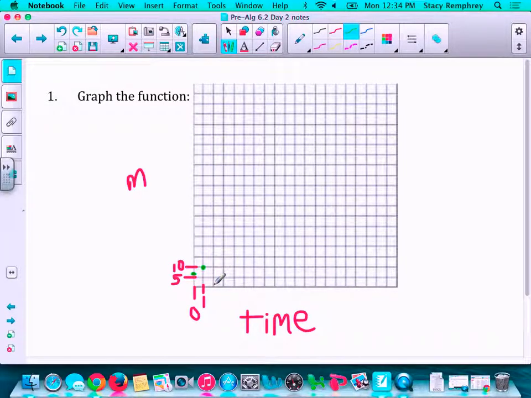At time 2, after 2 seconds, 14. So just a little bit below because that line would be 15. 3 would be 18. Let's put that right about here. 4 would be 22. And 5 was 26. Okay, so you can graph it. You see it is a linear function as we talked about today.